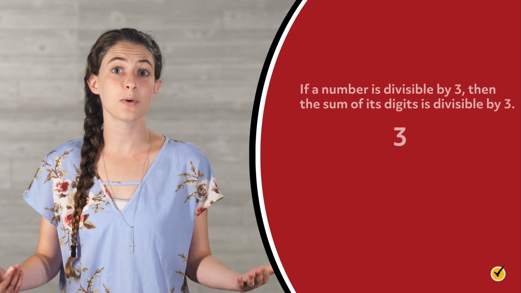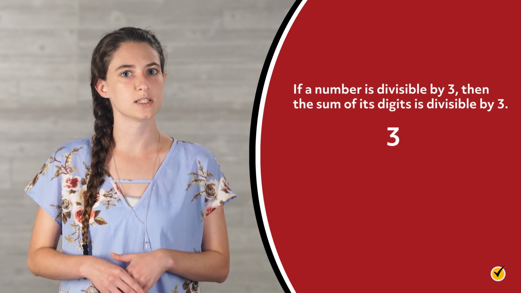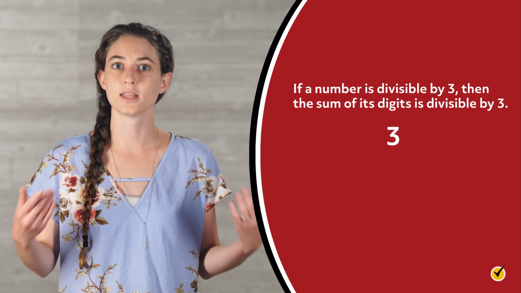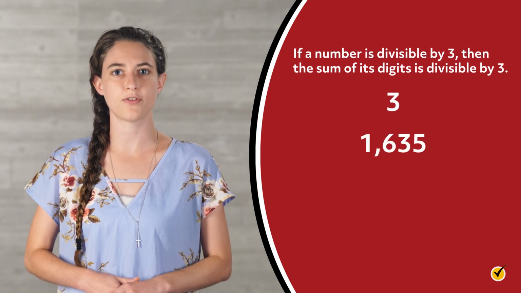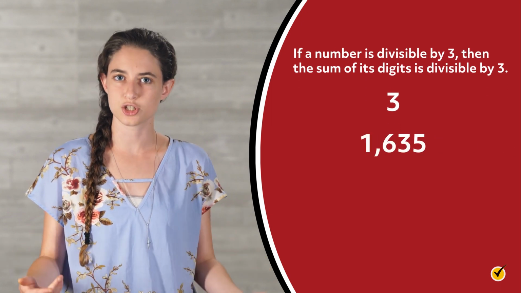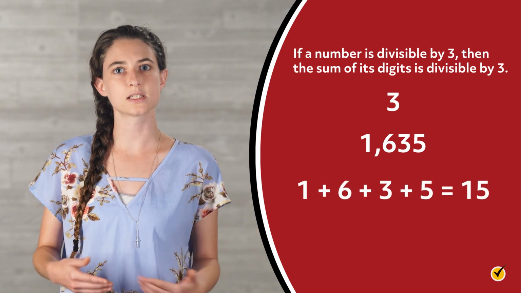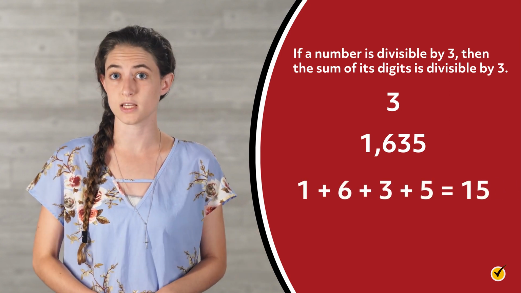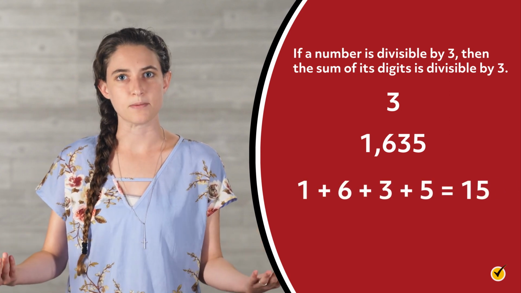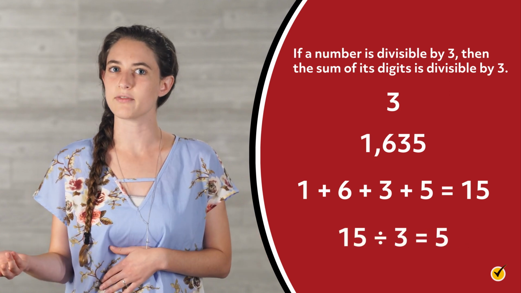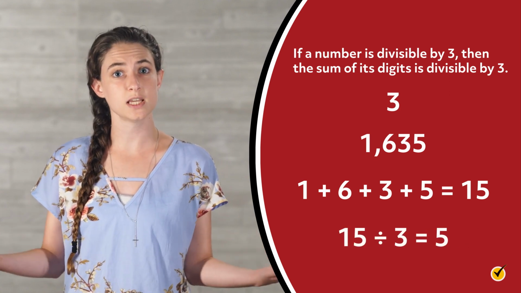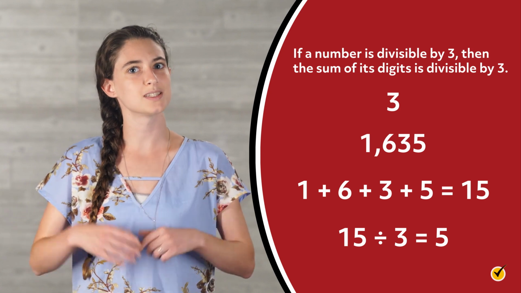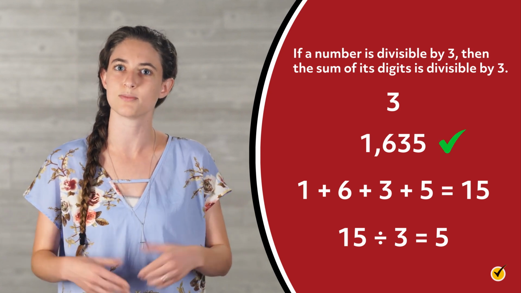If a number is divisible by 3, then the sum of its digits is divisible by 3. Let's look at the number 1,635. First, add the digits together. 1 plus 6 plus 3 plus 5 equals 15. Next, divide by 3. 15 divided by 3 equals 5. And since the sum of the digits, 15, is divisible by 3, 1,635 is also divisible by 3.